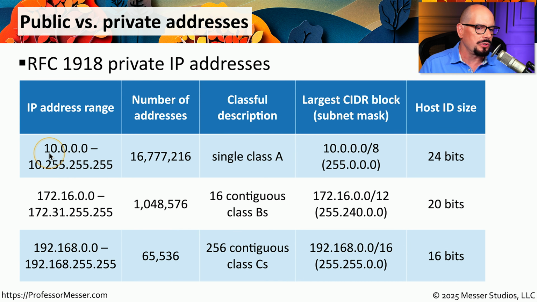For example, you can use the range 10.0.0.0 through 10.255.255.255. This allows us a combination of over 16 million different addresses that we could have inside of our network, which is probably why this is one of the most popular address ranges used inside of a large corporate network.